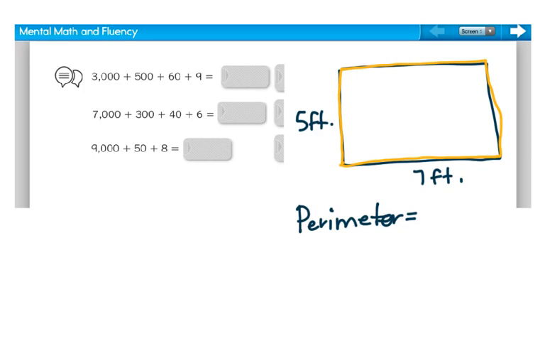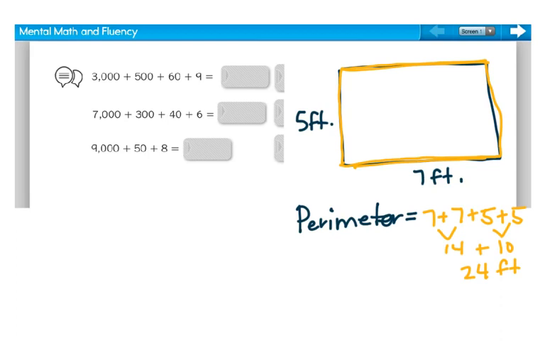Well, perimeter would mean I would add the length, 7 plus 7, because there is a top and a bottom, and 5 plus 5. So 7 and 7 is 14. 5 and 5 is 10. So the perimeter would be 24 feet.